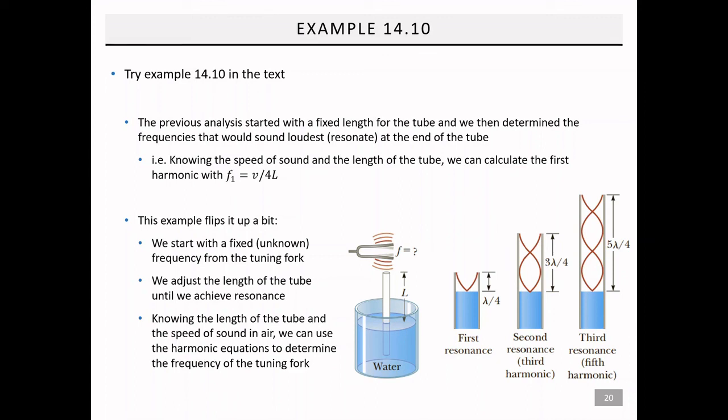So on the previous few slides, the known variables were the speed of sound and the length of the tube. This allowed us to calculate the first harmonic, or the fundamental frequency, with this equation. And in this example, the known variables will be the length of the tube, which you know because you're adjusting the length of the tube, and also you will know the speed of sound in air. So knowing these things, you can determine what the frequency of the tuning fork will be. And I also really want you to go over this example because it's very much related to the lab that we'll be doing next week.